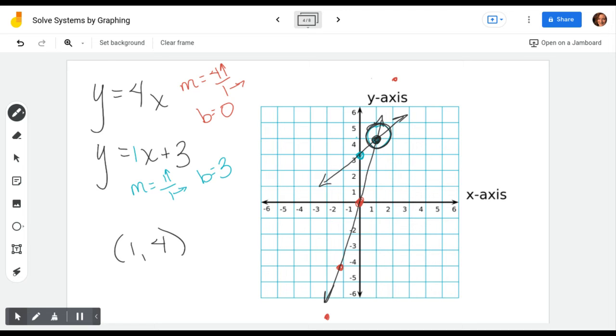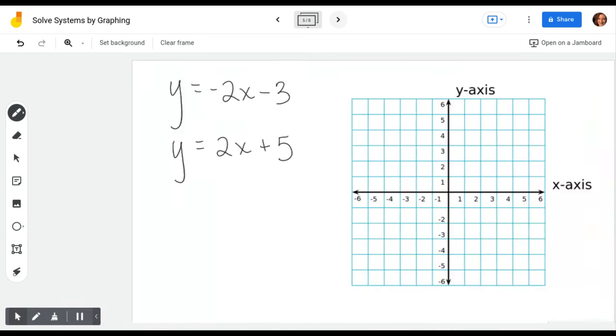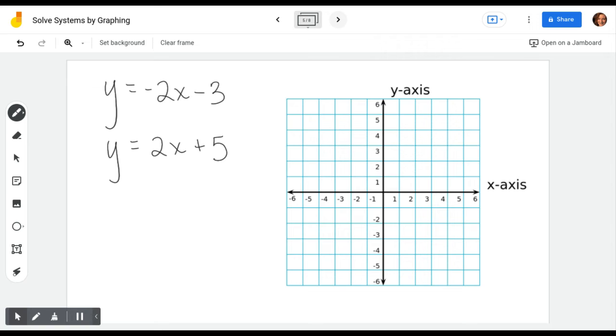If you plug those in, this would say 4 equals 4 times 1. That's true. This would say 4 equals 1 plus 3. That's true. So that is, in fact, my solution. I've got a few more that I want to show you.